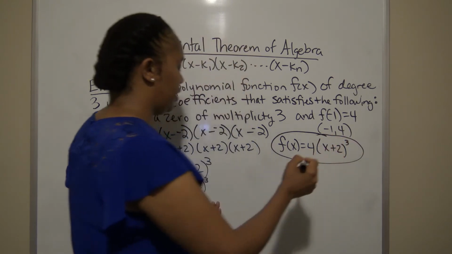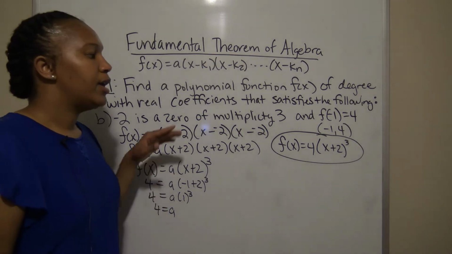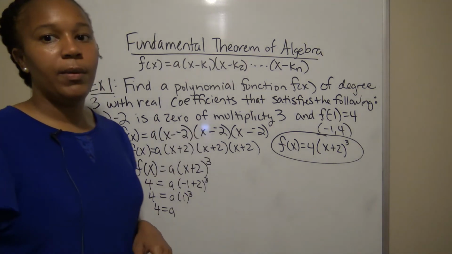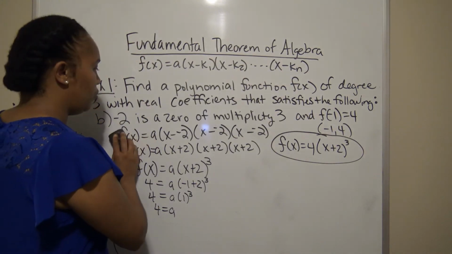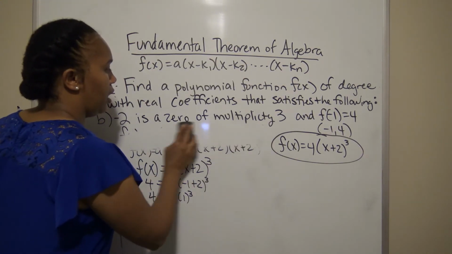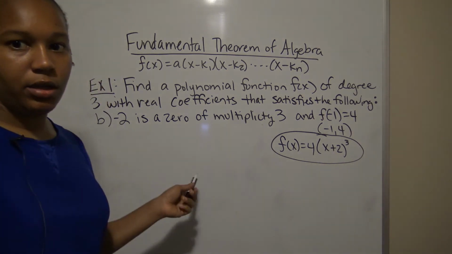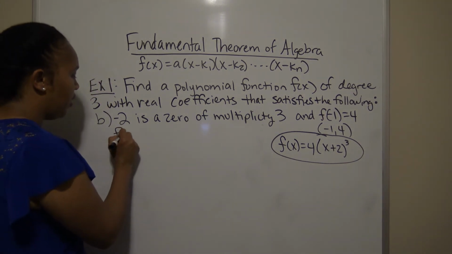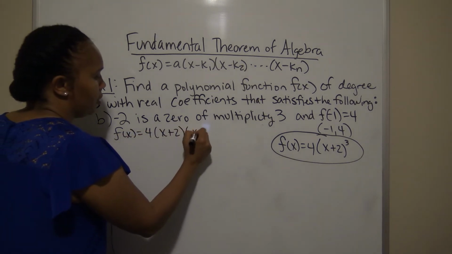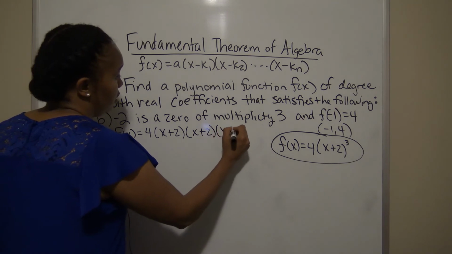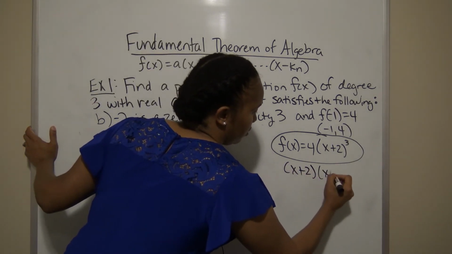So that's your function in factored form, and that came from here. All I did was replace the a with 4. So that's in factor form. Now remember, it might ask you to multiply it out. If it asks you to multiply it out, then you will need to go through and multiply step by step. So I'm going to erase that so I can use this space right here. So f of x would be equal to 4 times x plus 2 times x plus 2 times another x plus 2. So I'll start with, what is x plus 2 times x plus 2?